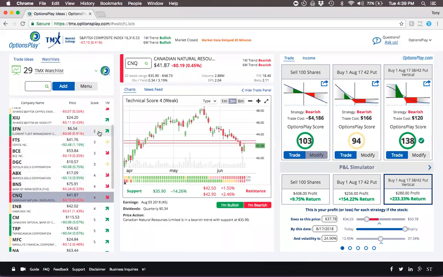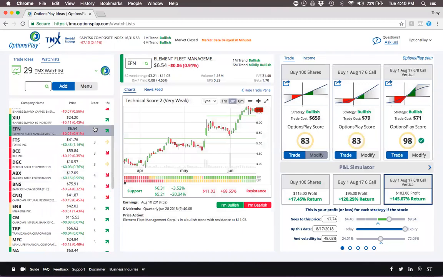And then the color coding is designed to allow you to quickly see what the trend is. So here for Canadian Natural Resources, as you can see, it's got a score of 4 and the trend indicators are all red. That tells me that this is not only a weak stock, it's continuing to weaken. Versus EFN, as you can see, it's got a score of 2, but all the trend indicators are green. This is telling me that this is likely a bullish turnaround.